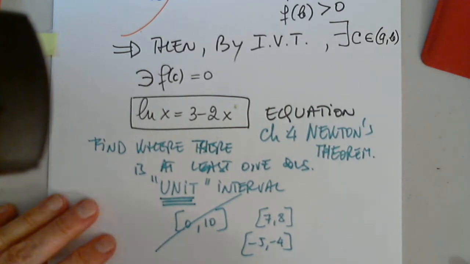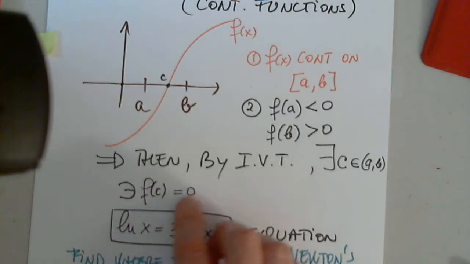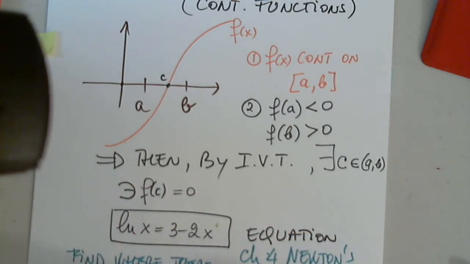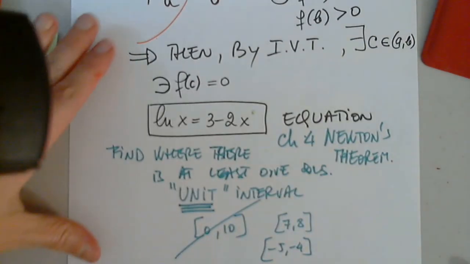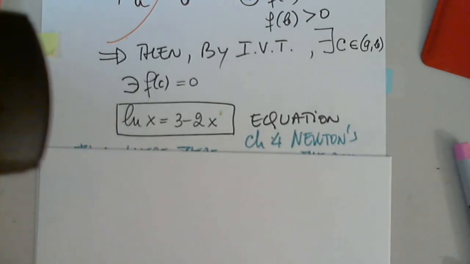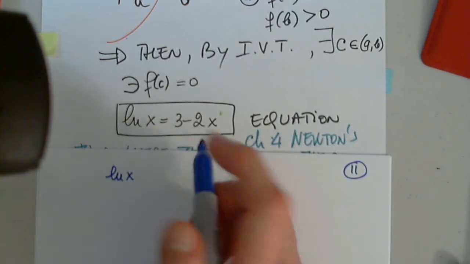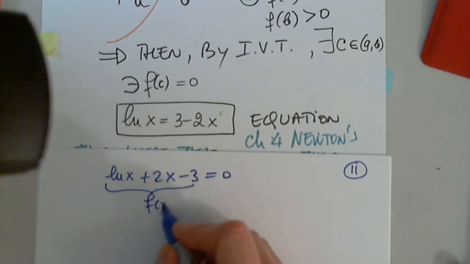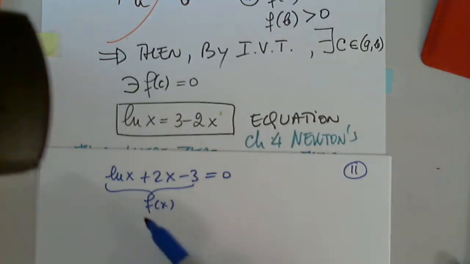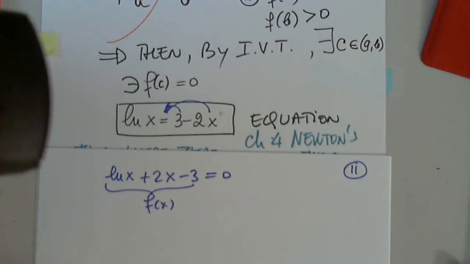My first step is I have to create a function by moving everything to the other side. If I solve this equation, or I solve the equation natural log x minus 3 plus 2x, it's the same thing. So I have natural log x plus 2x minus 3 equals 0. Then this is my function. Again, if I solve either equation, the solutions are identical. I only moved this term and this term to the other side. That's all I did. I changed their signs.